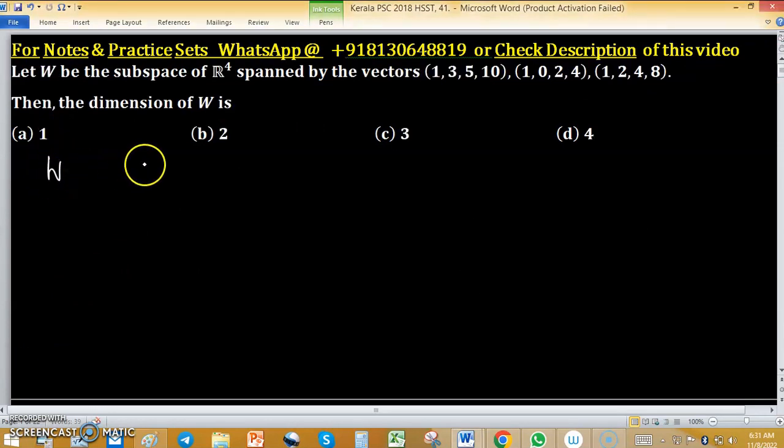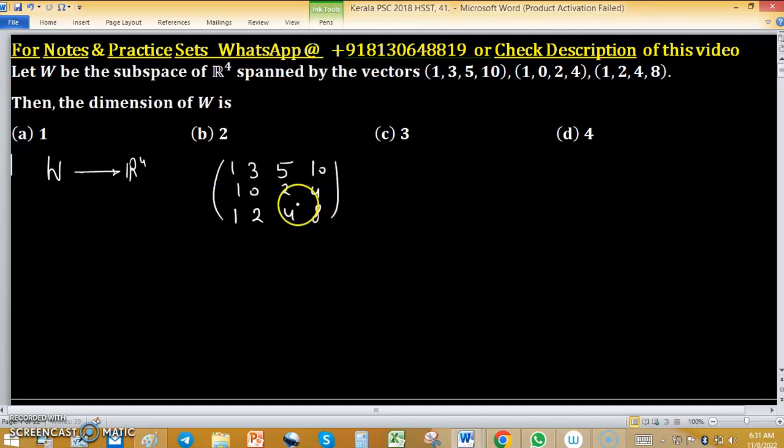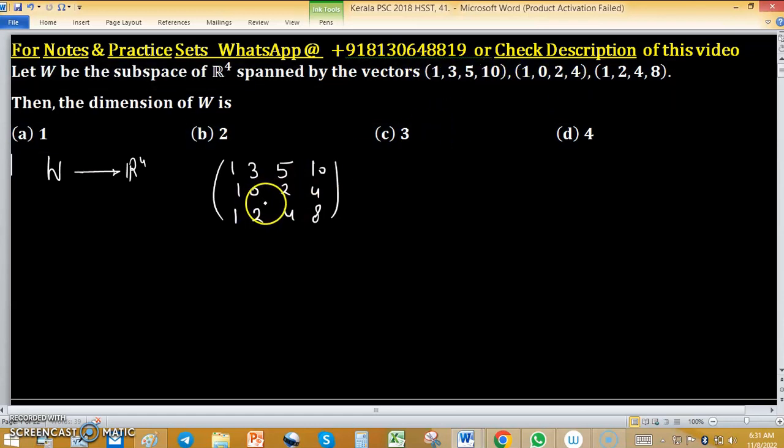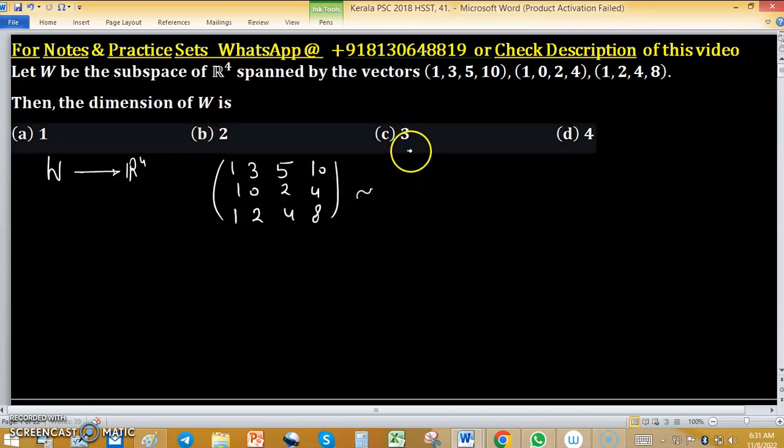Let W be the subspace of R⁴ spanned by three vectors (1, 3, 5, 10), (1, 0, 2, 4) and (1, 2, 4, 8). We are checking how many vectors are linearly independent, because the number of linearly independent vectors in a spanning set forms the basis. So W is spanned by these three elements. If we find how many elements are linearly independent, then that number becomes the dimension of W. Apply elementary row operations on this matrix.